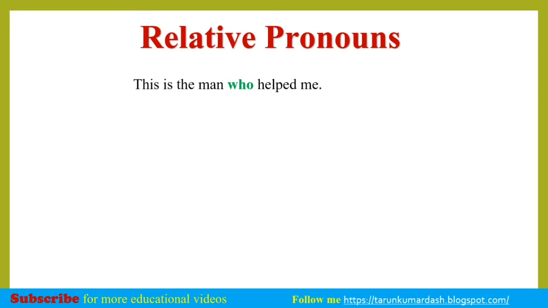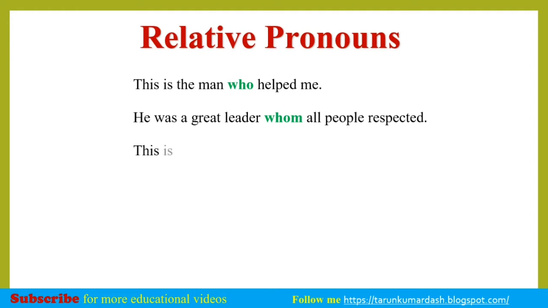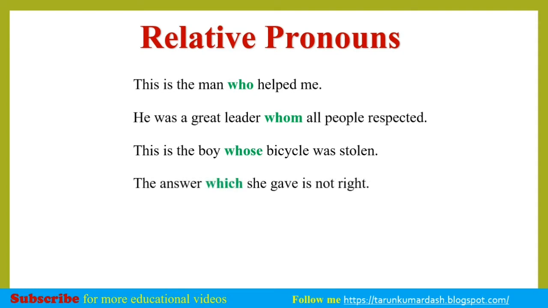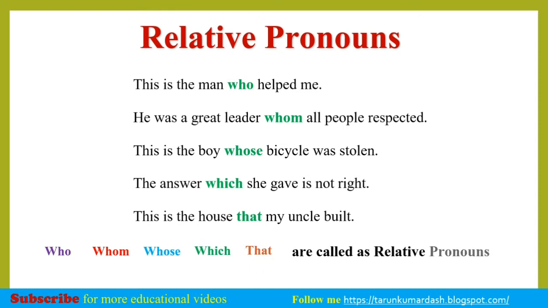This is the man who helped me. He was a great leader whom all people respected. This is the boy whose bicycle was stolen. The answer which she gave is not right. This is the house that my uncle built. So here, who, whom, whose, which, that are called relative pronouns. Now, my dear friends, let's learn each word's uses in a better way.